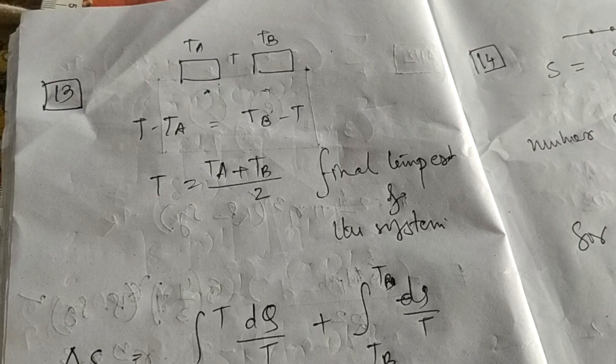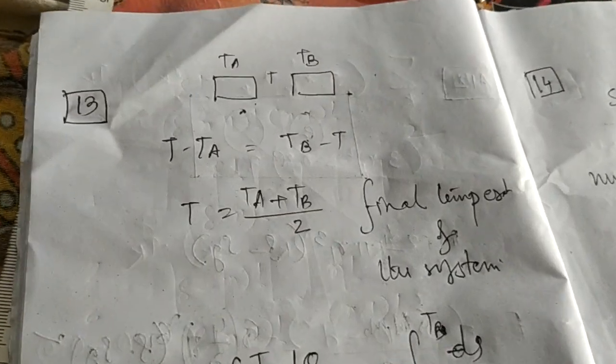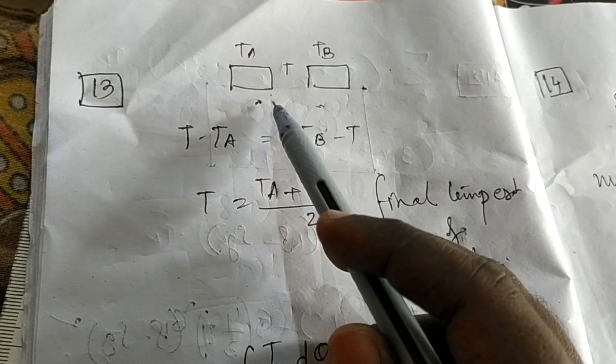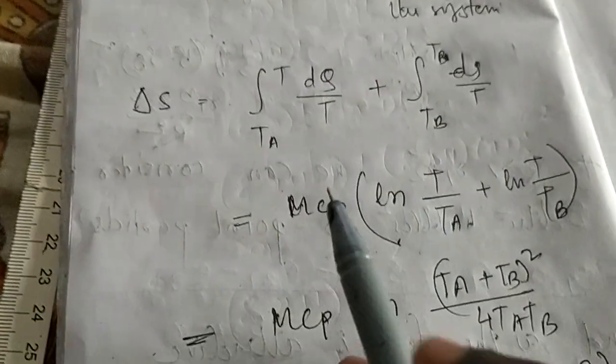You just need to find the final temperature of the system, using the rules of calorimetry. That means T minus Ta is equal to Tb minus T. One should be decreasing the temperature and one should be increasing. So the final temperature should be (Ta plus Tb) divided by 2, because those are equal masses. And then you just calculate the del S.